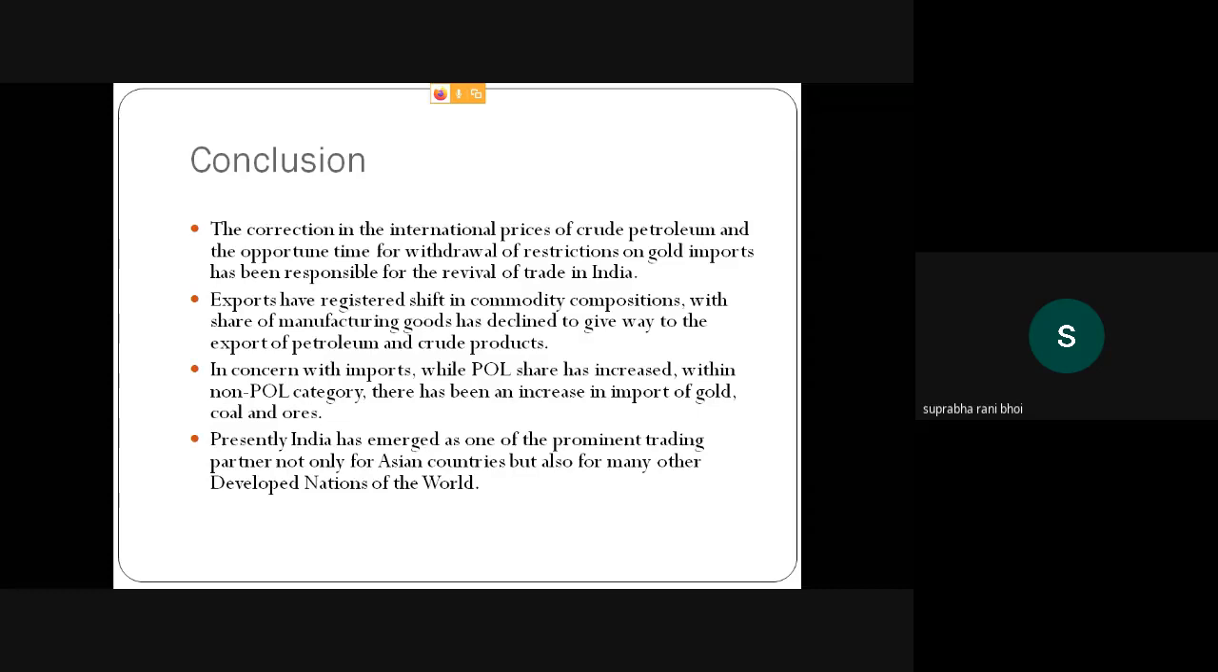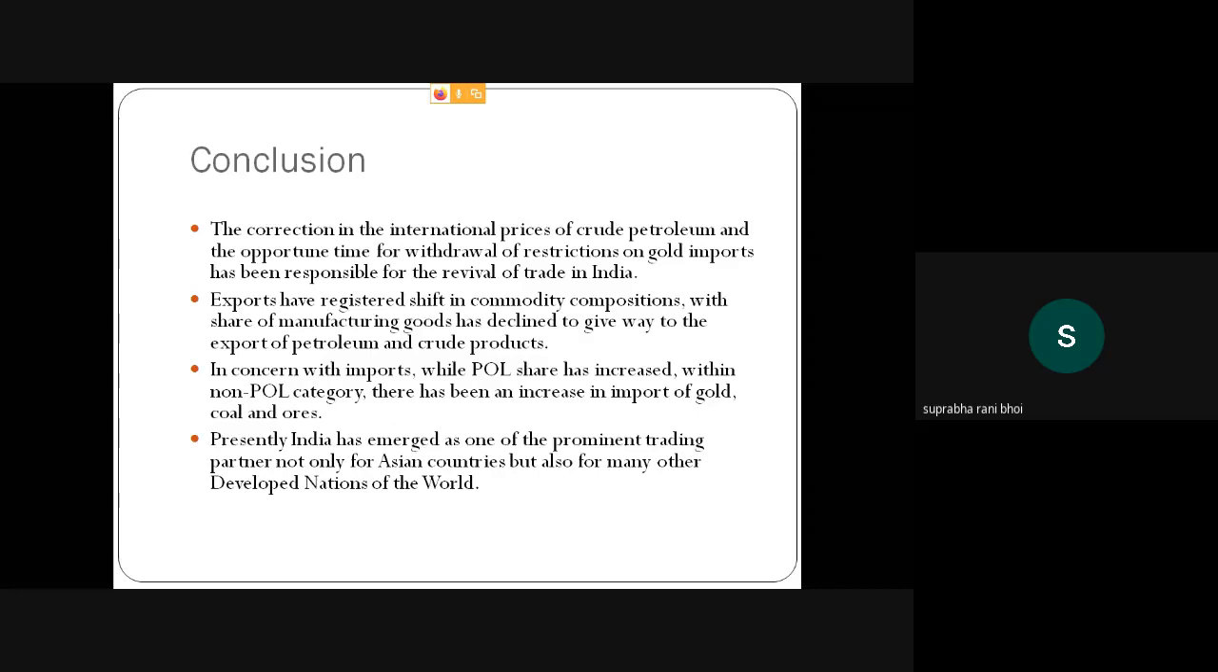Presently, India's foreign trade is passing through a remarkable phase, with remarkable changes. India has withdrawn certain restrictions on gold import, for which there is a revival of trade. Second, our export has shifted from commodity composition to manufactured goods. Our focus has shifted from primary products to manufactured products. And also we are producing some petroleum products, like coal and other things, and exporting them too.